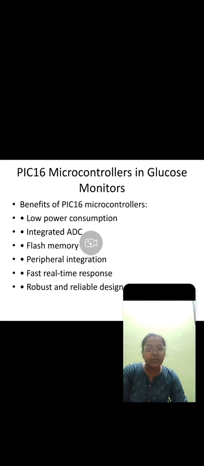Next, fast real-time response. The response will be very quick; there will be no delay, so propagation delay will be very low. As soon as the strip has been inserted and the blood sample has been tested on it, the result is immediately displayed on the screen. There is no delay. Within one to two fractions of a second, the result is displayed on the LCD screen.